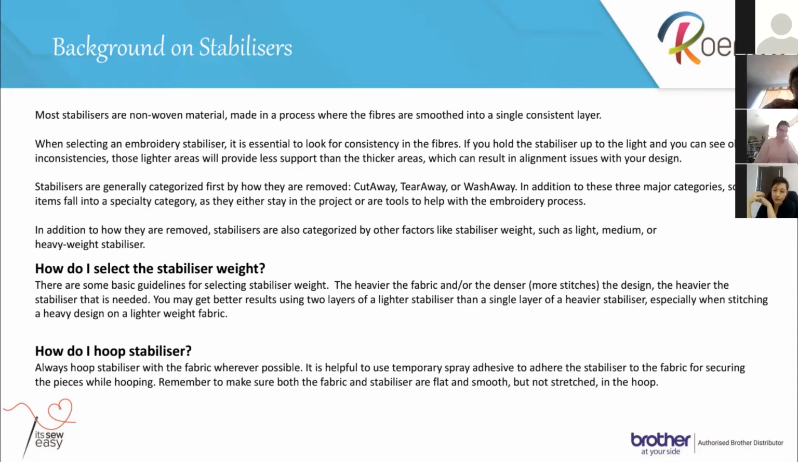So how do you hoop the different stabilizers? Mostly, whenever it is possible, you would hoop your fabric with your stabilizer and spray a little bit of spray adhesive in between the two so that they stick together and don't move. That is the best way to hoop your stabilizer. But we do sometimes float our stabilizers. We'll look at that in a minute.